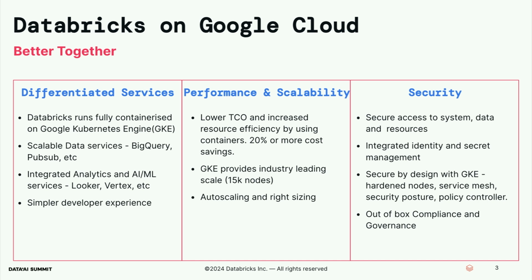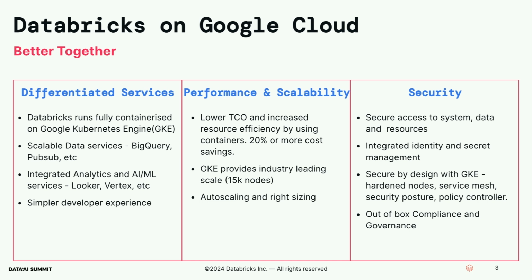On the performance and scalability side, we are seeing a much better TCO, and a lot of our customers are looking at it. When we run it on Kubernetes, we see at least 20% better cost savings, and for certain applications we even see 5x plus. With large clusters and a large number of services, we see really great performance.